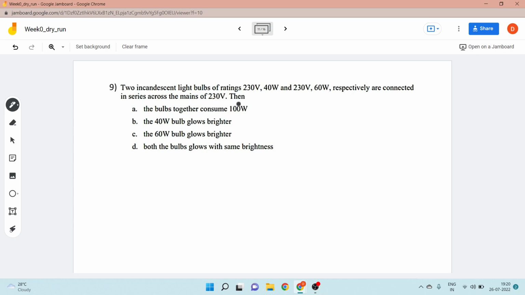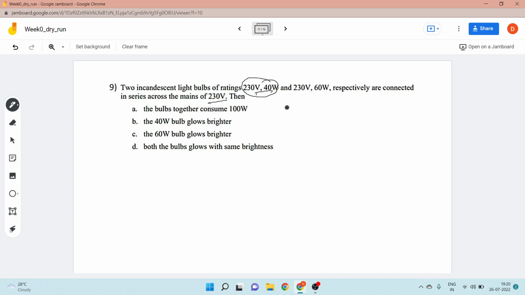So we have to choose which of the bulb glows brighter, or if they glow with the same brightness. Now, if we consider this bulb, which has a rating of 230 volt and 40 watt, please note that the supply voltage is 230 volt. It is very different. This is just the rating of the bulb. It can be of different voltage, but the limiting one should be the supply voltage.